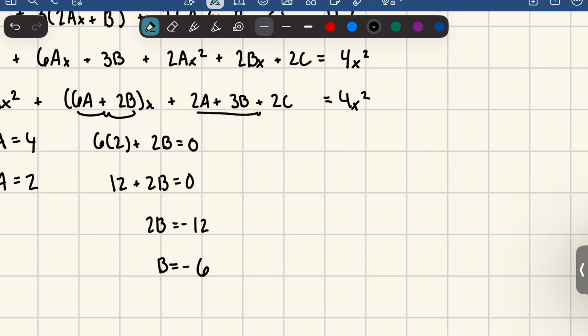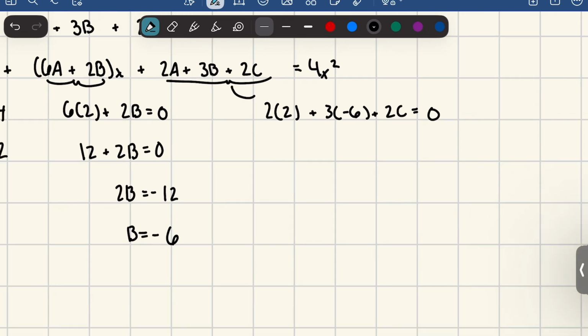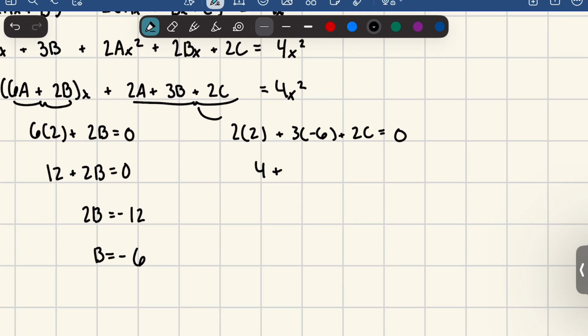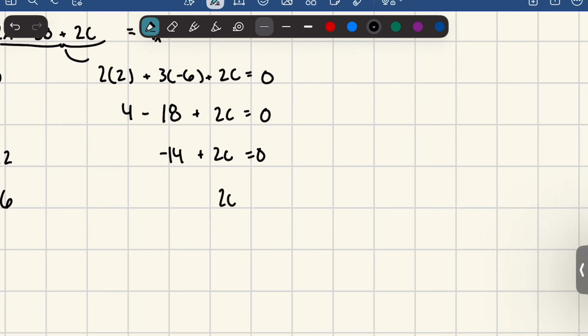Now this one, we can sub 2 and negative 6. So it'll be 4 minus 18 plus 0, and that equals negative 14. Regular 14. C equals 7. Oh, my neck hurts.